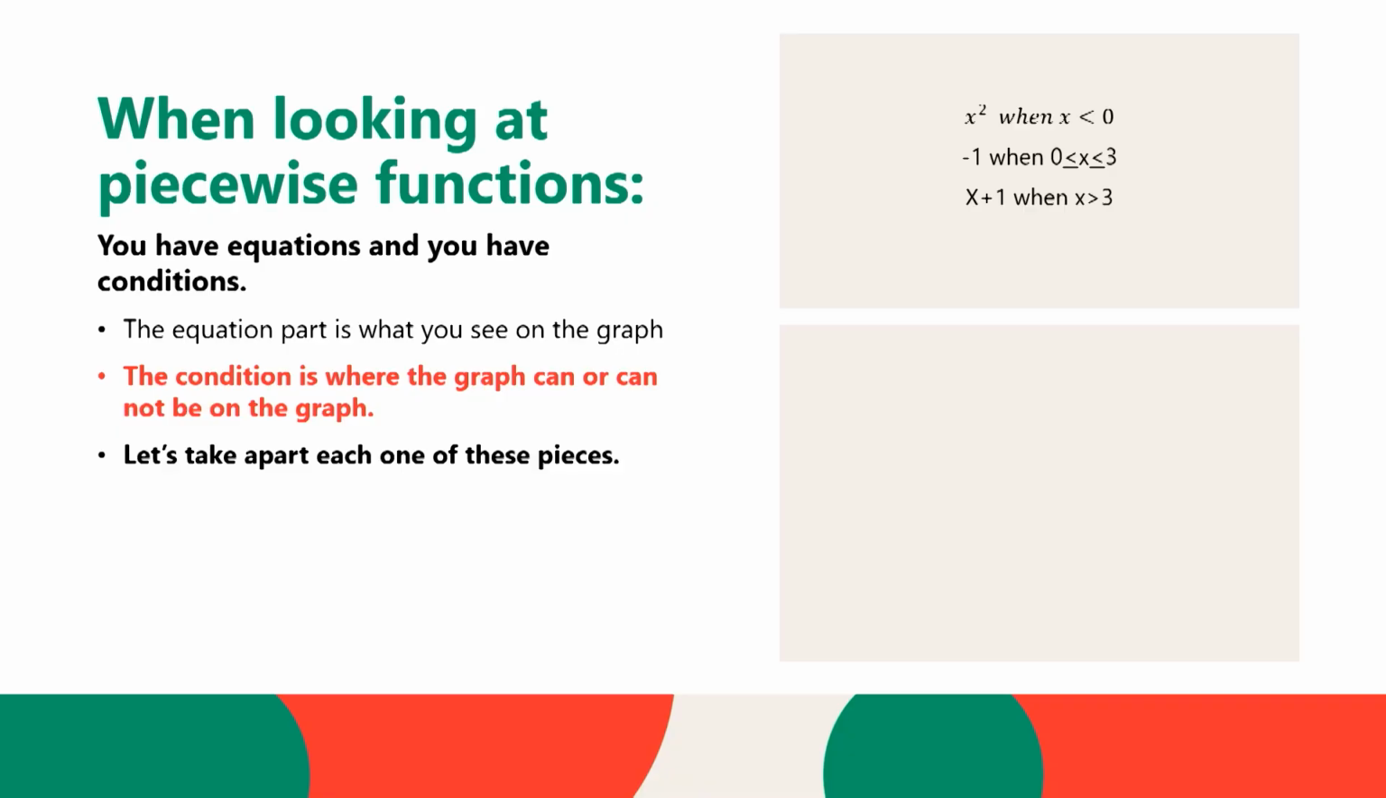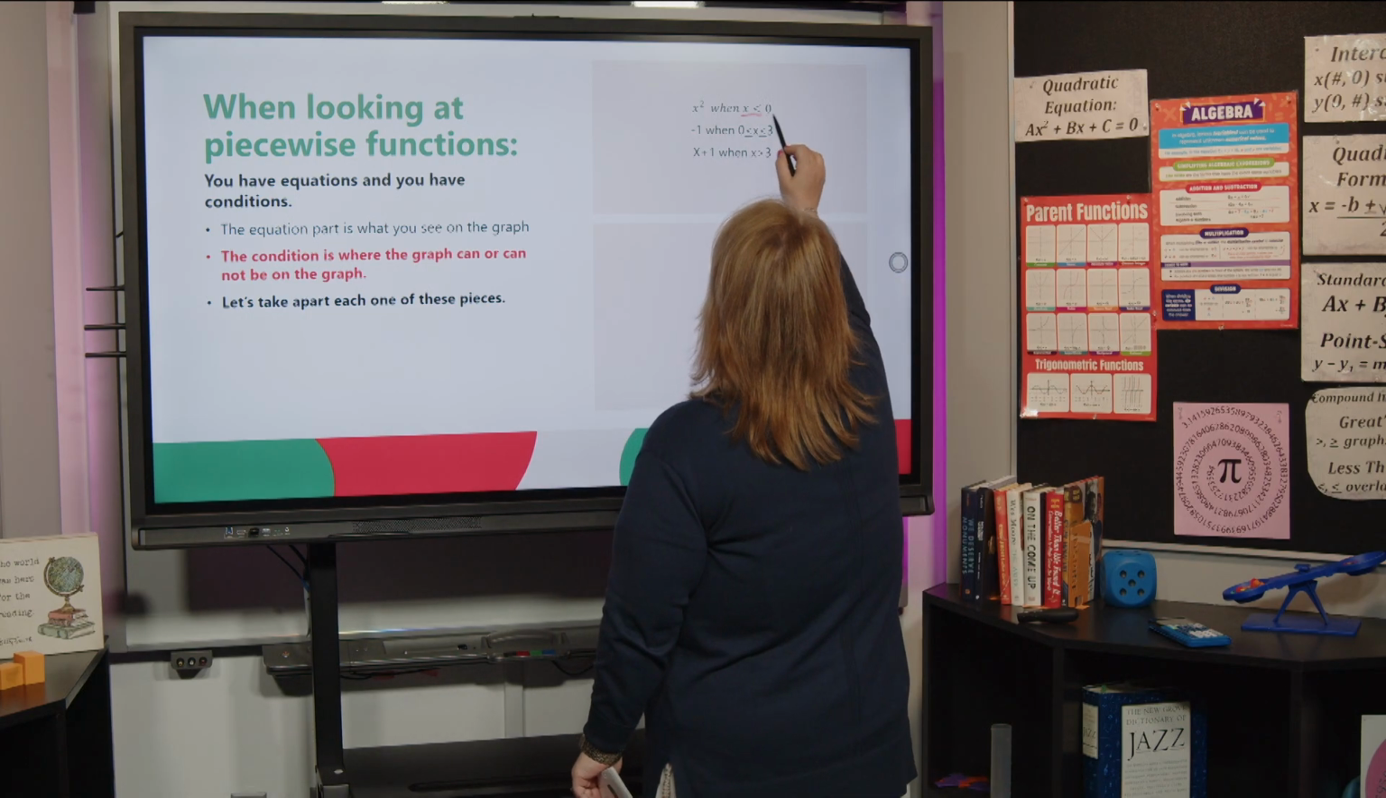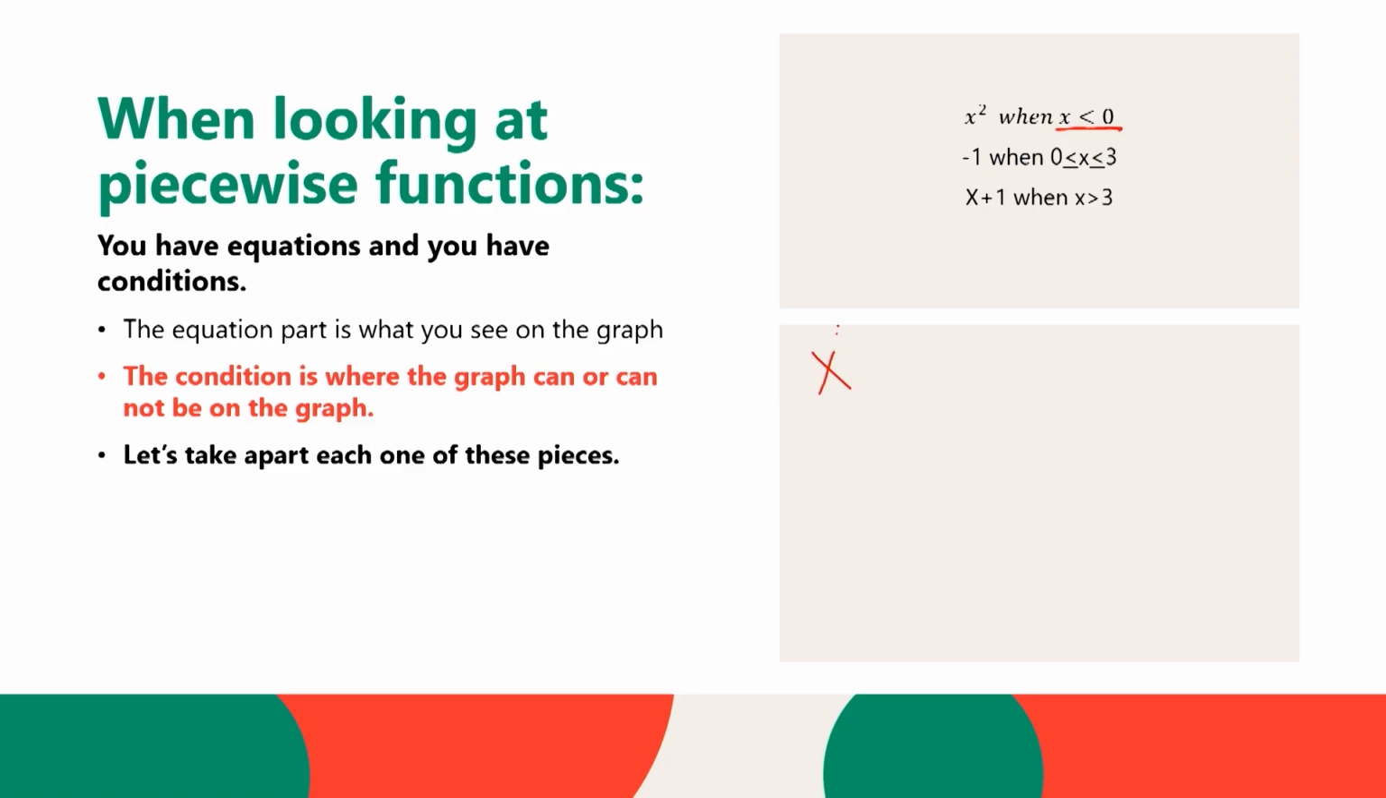When looking at the piecewise function, you have equations and you have conditions. The equation part is what you see on the graph. The condition is where the graph can or cannot be on the graph. Let's take apart each of these pieces. When my x values are smaller than 0, I'm going to use x squared. So let's say -3 or -10, I would use that portion.